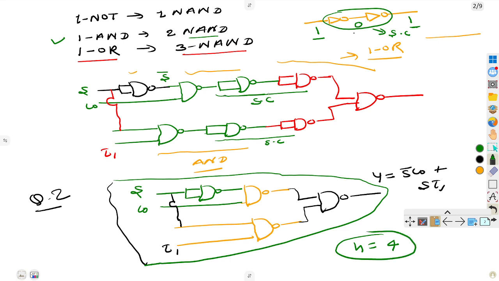Because this is replaced as a short circuit, only this NAND gate and this NAND gate are left, this NAND gate and this NAND gate, and in the bottom this is the short circuit, only this NAND, and at the output NAND. So how many NAND gates are needed? Only 4 NAND gates. I hope you understand.